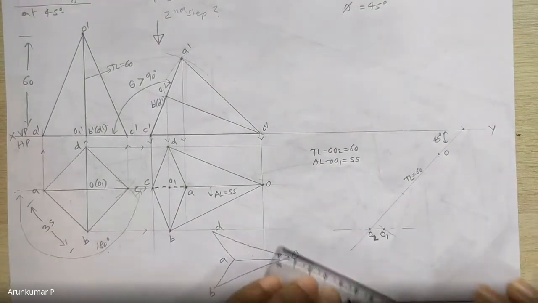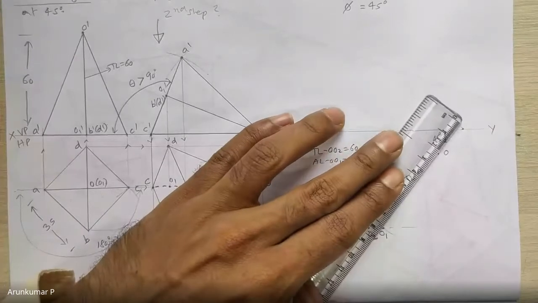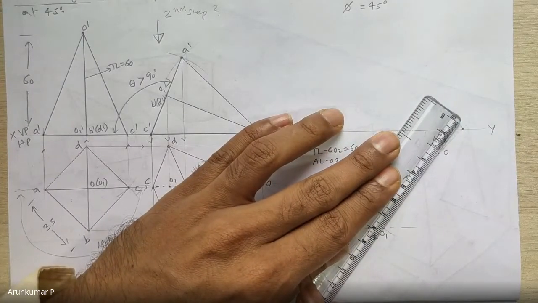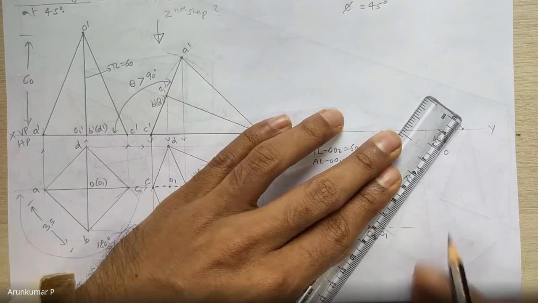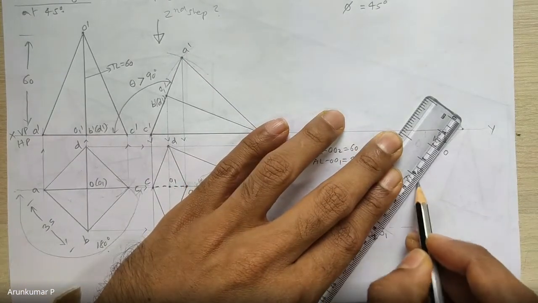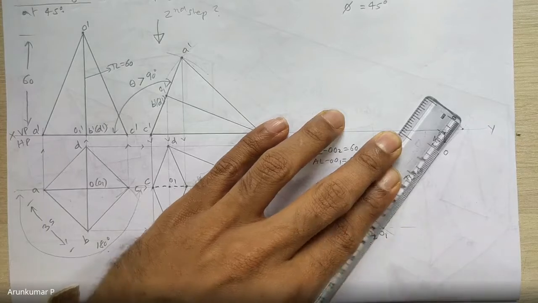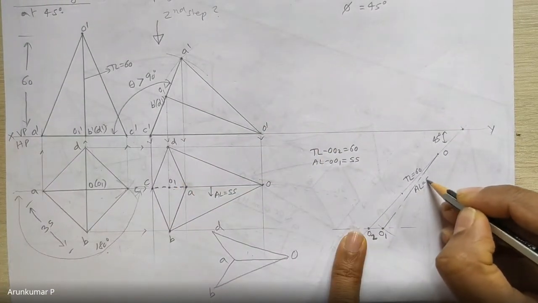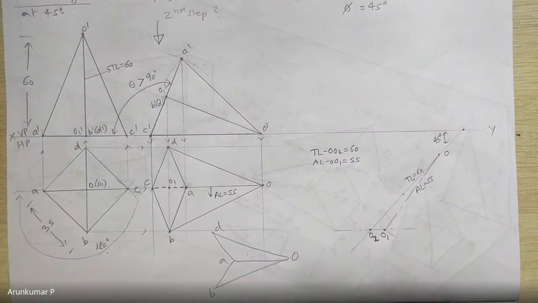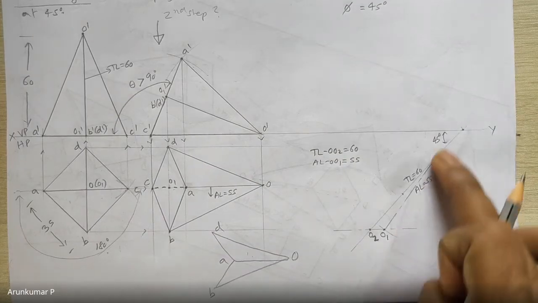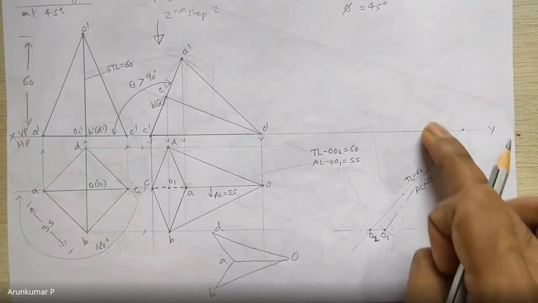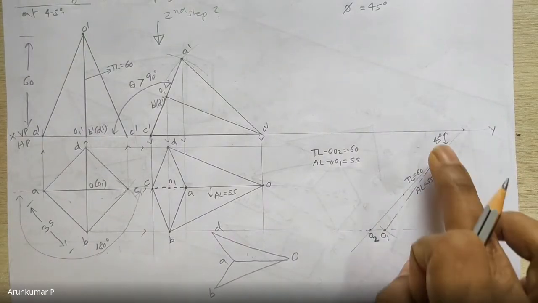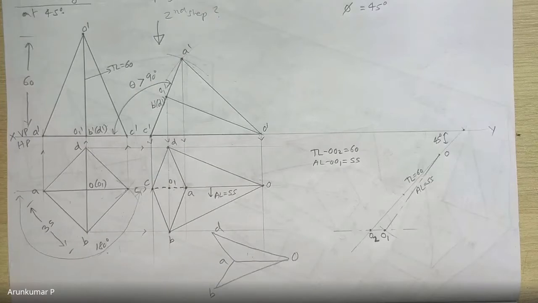So now if you join O and O1, this is the axis line which is in its apparent length. So this is the apparent length which is 55 mm. This is your locus method. Now if you extend this line back to the XY line, you can find out the beta inclination, which will be more than 45 degrees. You can do that.